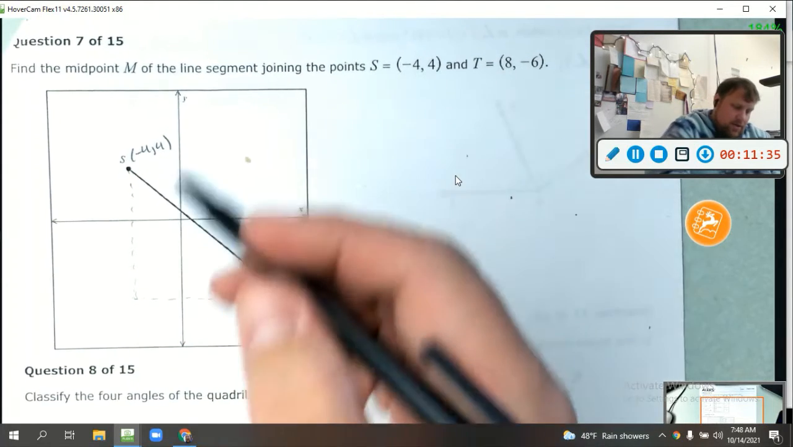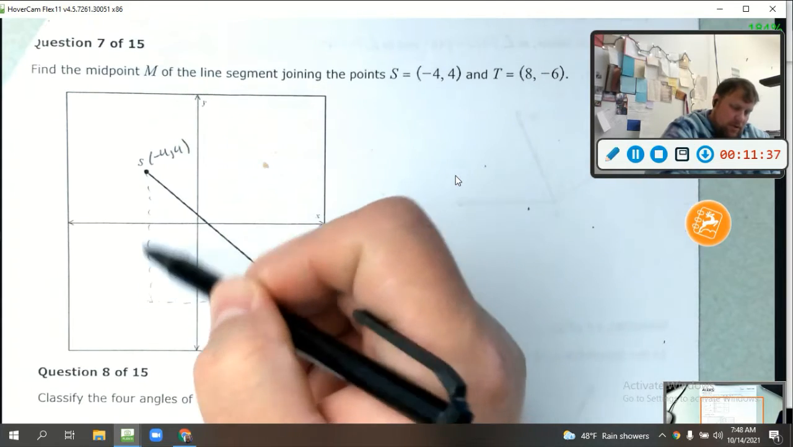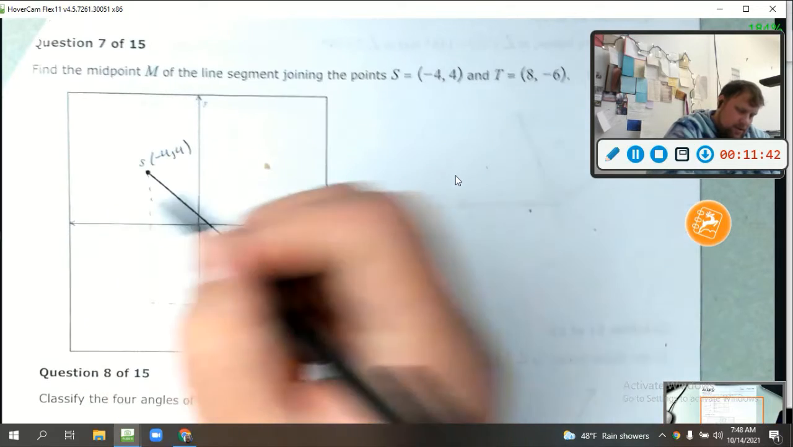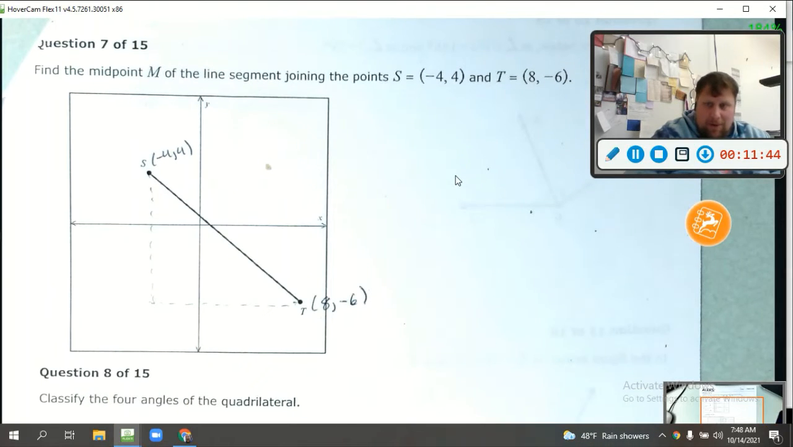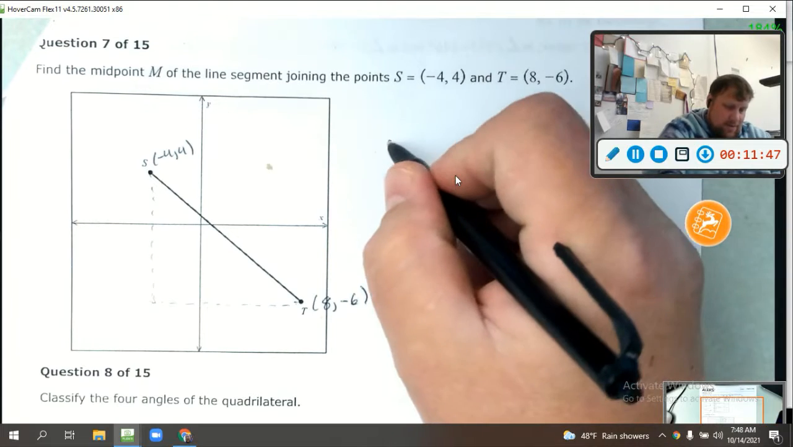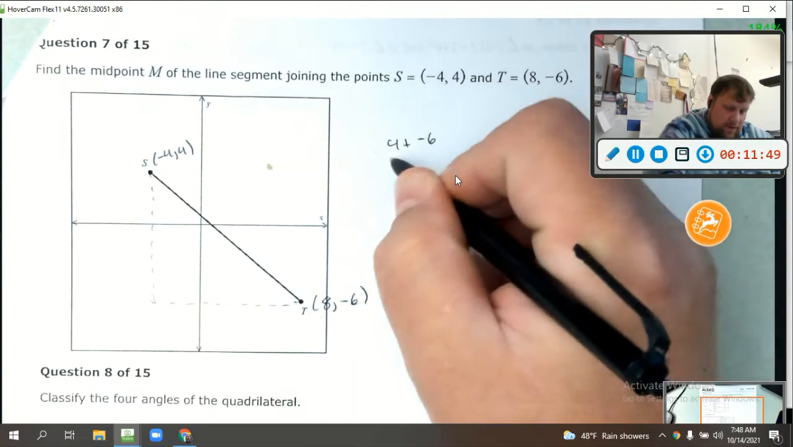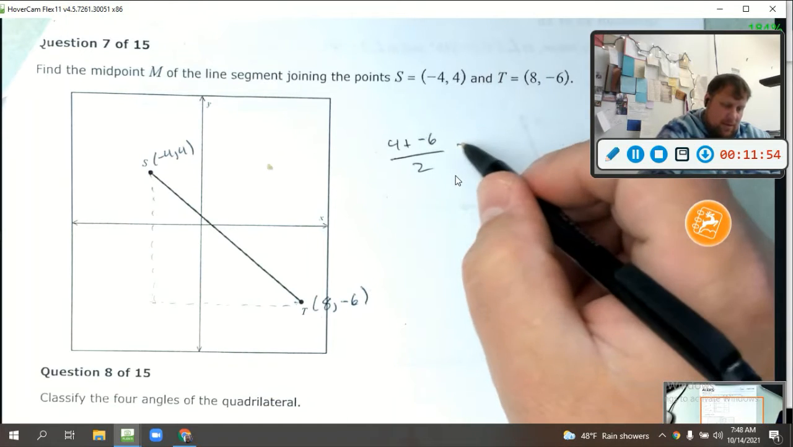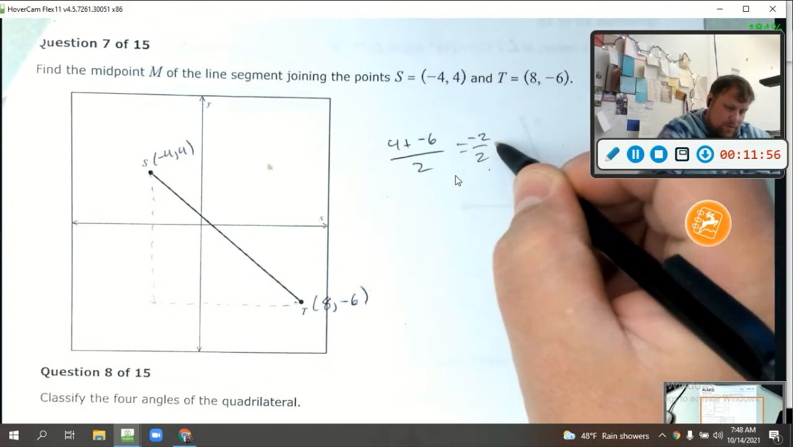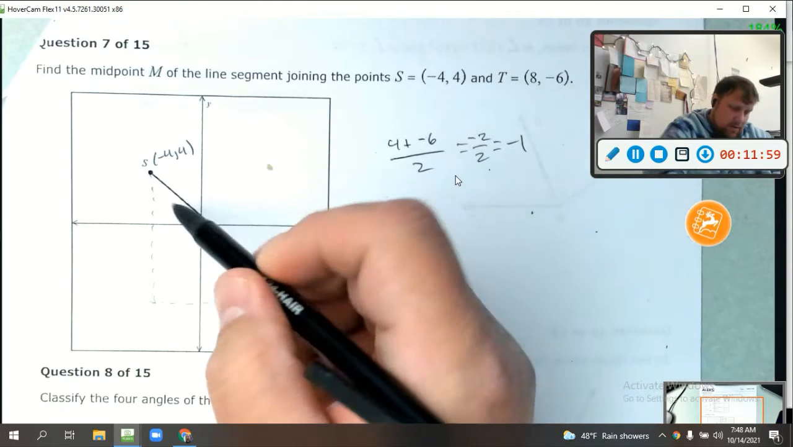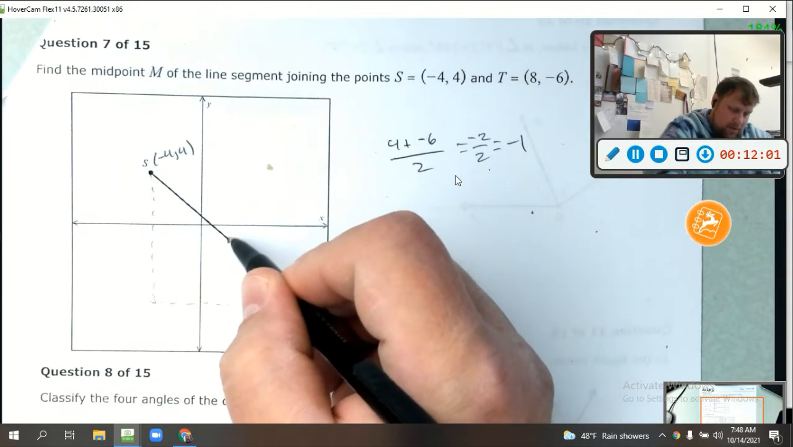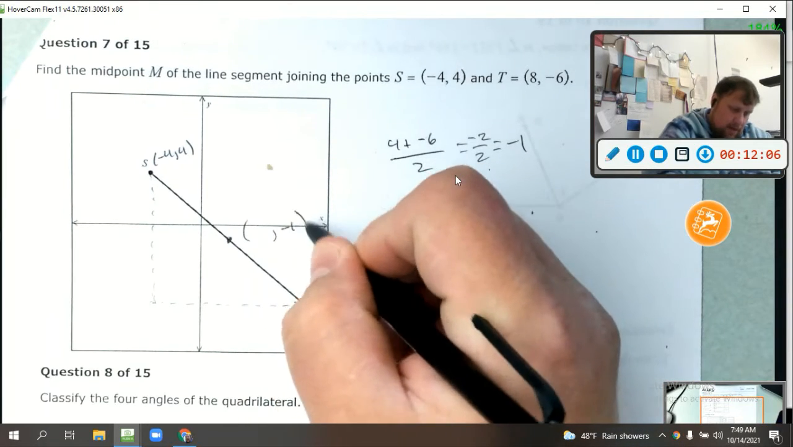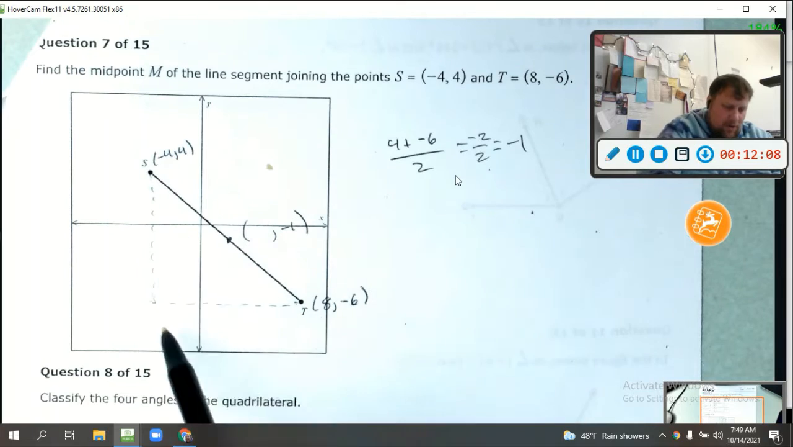All right, so my vertical distance is 4 to -6. How do I find the midpoint of 4 to -6? I'm just going to say, what's 4 plus -6 divided by 2? When I do that, I get -2 over 2, which equals -1. So I'm going to go down the middle. We know the y value is going to be -1. I just got the y value because I did the vertical distance first.